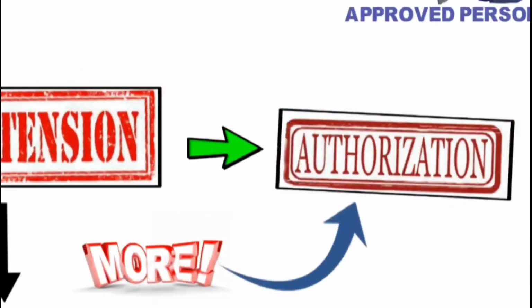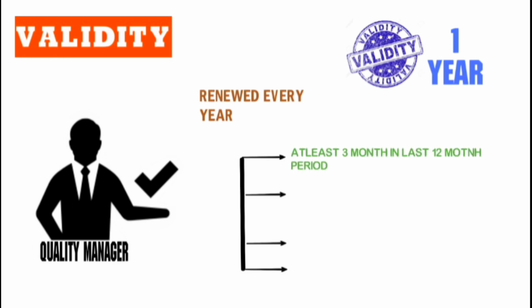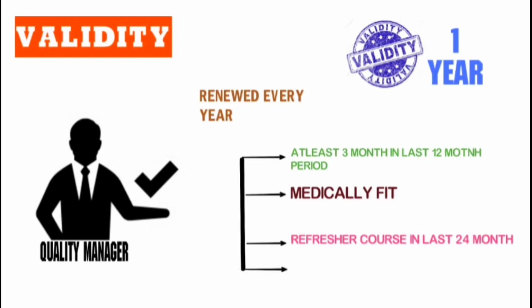Now your authorization is valid for 1 year and it will be renewed every year by the quality manager under 4 conditions. The first is that you have used your authorization for at least 3 months in the last 12-month period. Second, you are medically fit. Third, you have done your refresher course in the last 2 years. And fourth, you are still employed in the organization or your contract is valid.